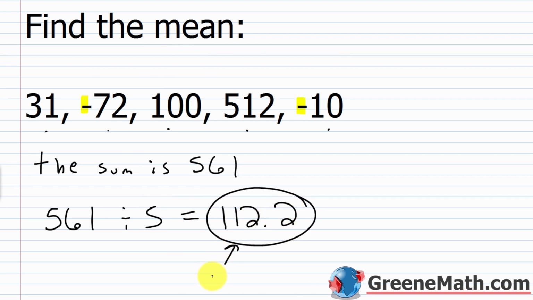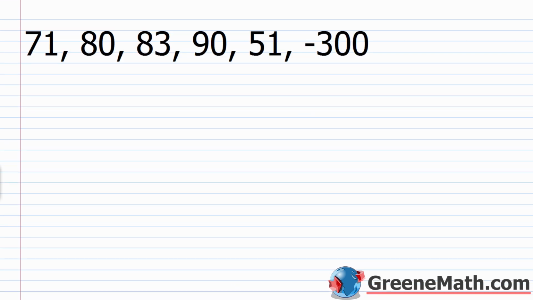this is our mean, right? This is our mean or average. Sum the numbers in the group, then once you have that result, go ahead and divide it by the number of numbers in the group, and that gives you your mean or, again, your average. All right, let's take a look at one more problem.